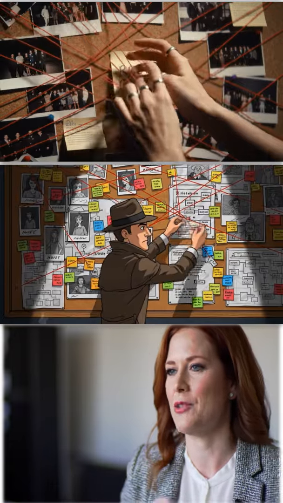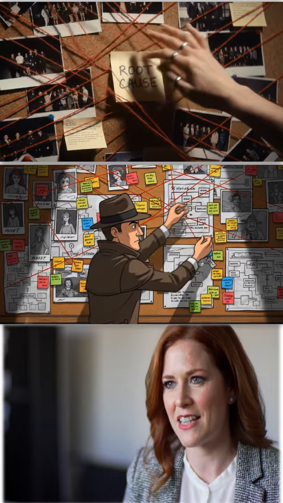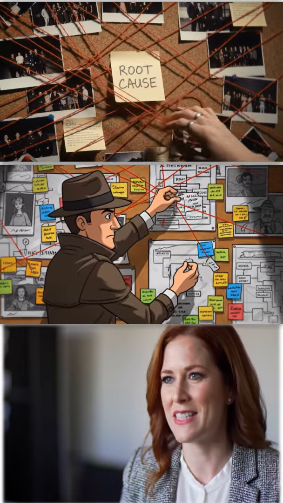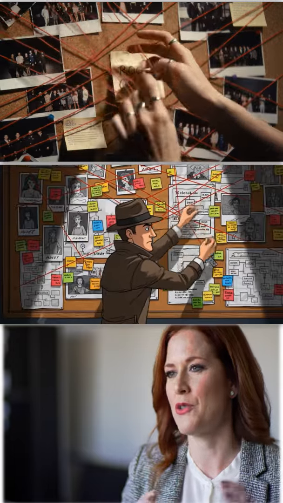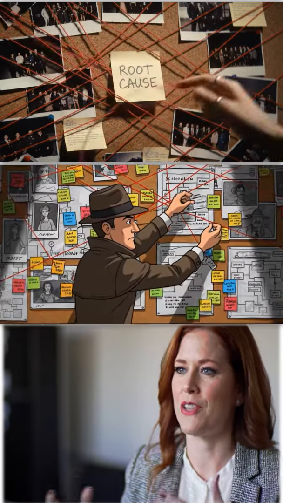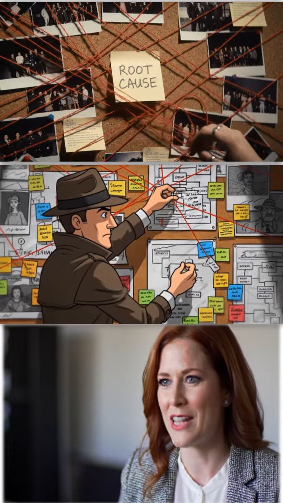First, the fishbone diagram. It looks like a fish skeleton, but instead of bones, you've got categories like methods, machines, people, materials, environment, and measurements. Each bone holds a possible cause.